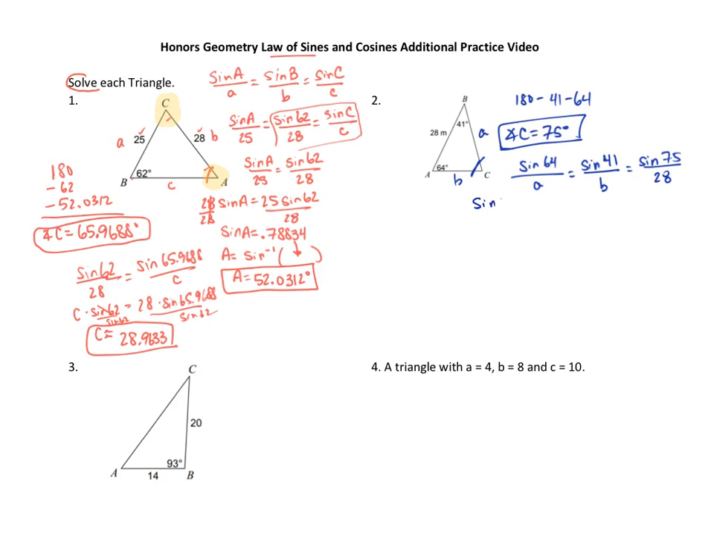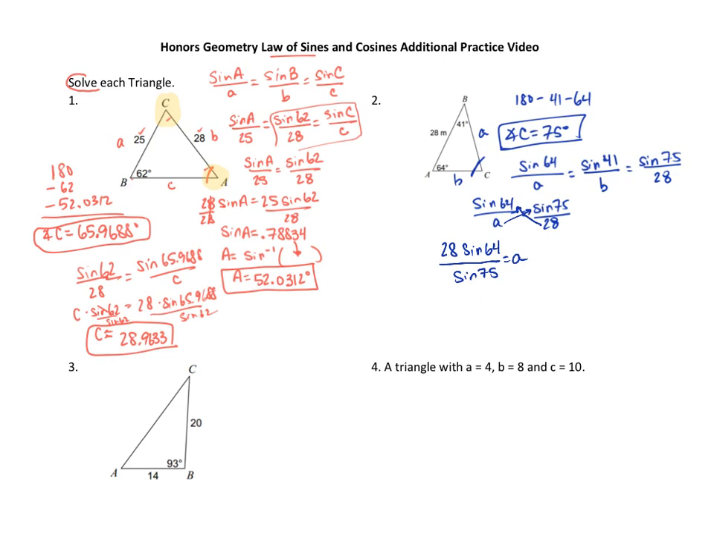So we have the sine of 64 over little a equals the sine of 75 over 28. Cross multiply, and I'll have you do that and check with your cross multiplication. You'll end up with 28 sine 64 over sine 75 is what A should be. Pause and take a look at how I did that if you need to. Okay, so I multiplied this here, I multiplied that there, then I divided by the sine of 75.